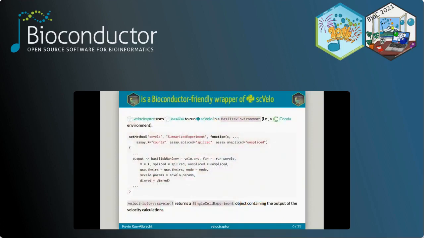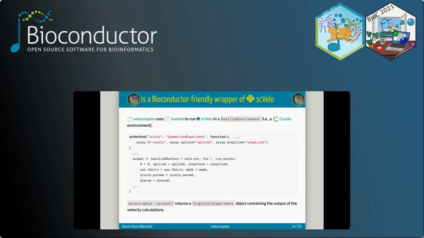The basilisk package installs a self-contained Conda instance that is managed by the Bioconductor installation machinery and manages Conda environments that can be used reliably by Bioconductor packages. This is key to Velociraptor, which uses the basilisk package to run scVelo in a basilisk environment that provides all the dependencies required to run scVelo.